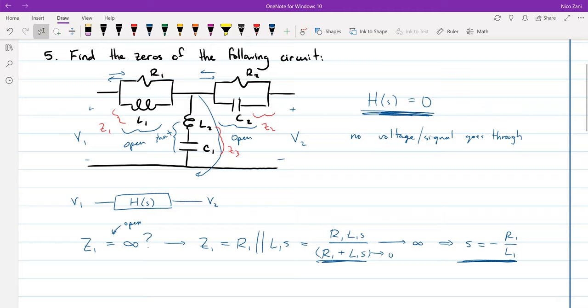The other way that this is useful is, if you do go through the full analysis of this, right, you write out the full transfer function and you want to double check your work, this is kind of an intuitive way to think about it.